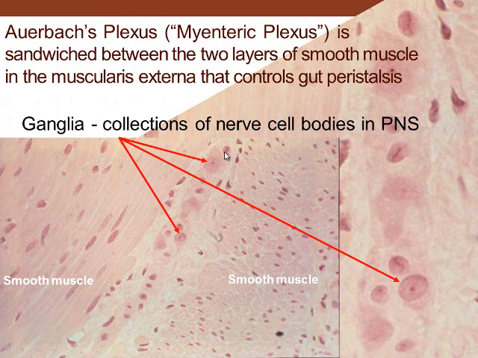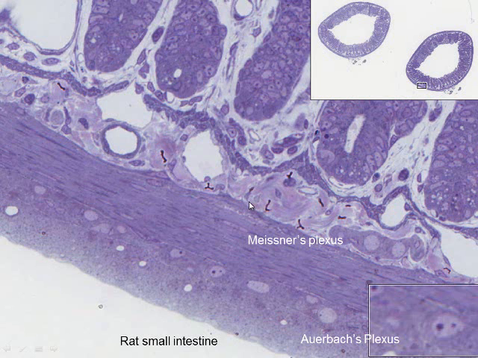If we look in the Auerbach's plexus in the muscle layer between the longitudinal and circular muscle layer of the gut, we will see a plexus of cells. This is the Auerbach's plexus. You see the nucleus, nucleolus, and a little bit of initial substance around there. Here again, this is in the rat.